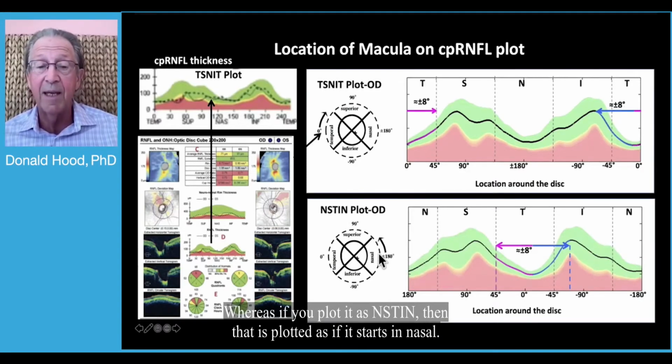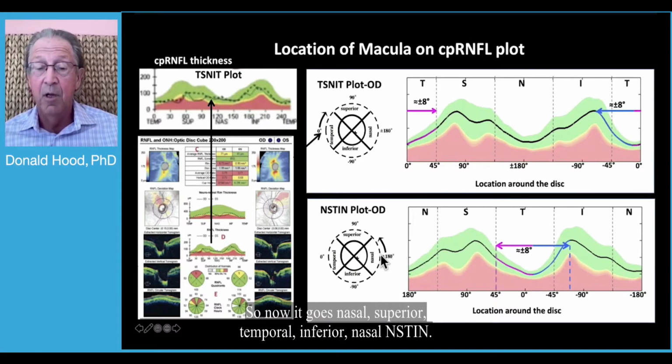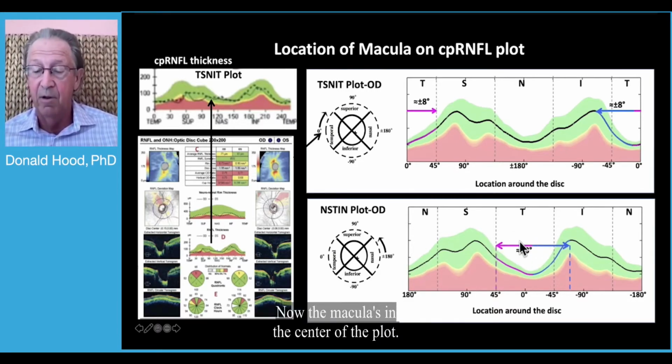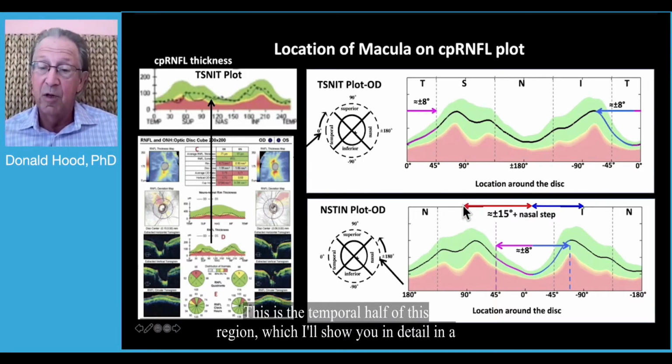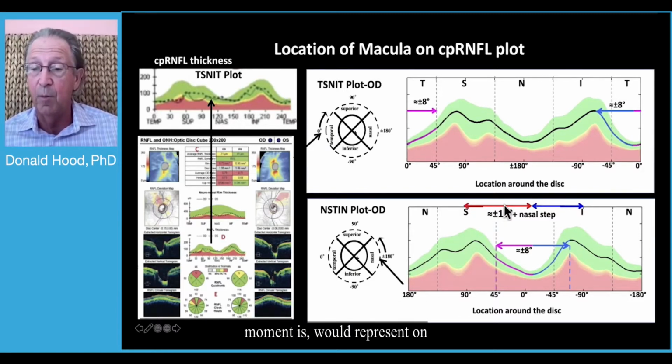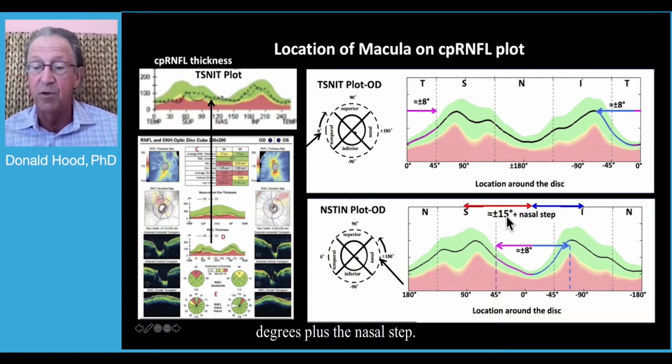Whereas if you plot it as an NSTIN, that is, as if it starts in nasal, so now it goes nasal, superior, temporal, inferior, nasal, NSTIN, now the macula is in the center of the plot. This is the temporal half of this region, which I'll show you in detail in a moment, and it would represent on your visual field about plus or minus 15 degrees plus the nasal step.